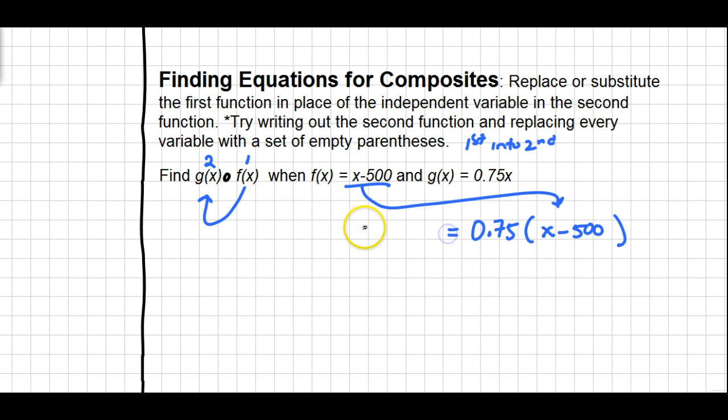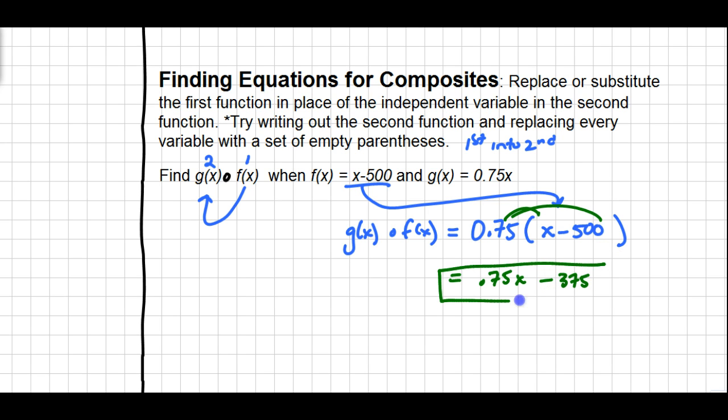Now you could leave it like that if you wanted to, but a lot of times they're going to want you to simplify or get rid of parentheses. So if we did that, let's see what happens. If we did the distributive property here, 0.75 times x is just 0.75x, and then we'd have to use a calculator here, 500 times 0.75, and then we're just going to subtract, so we end up with 375 there. So then that would be our final answer without any parentheses. So that was us plugging f into g.